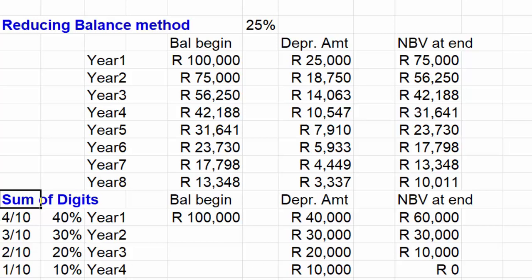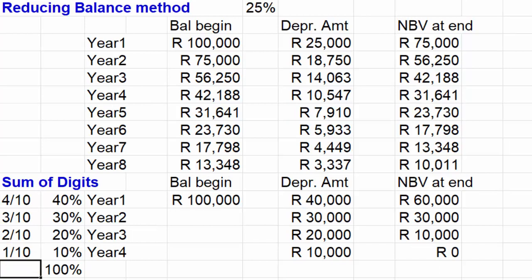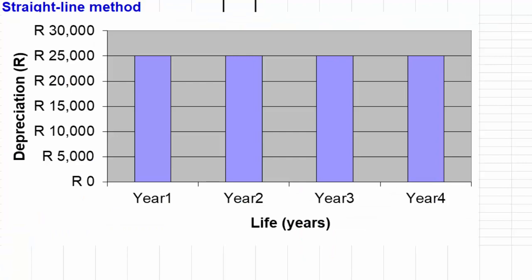There are many other methods that one could use. There's something called the sum of the digits. There is other depreciation which is on actual usage. So for aeroplane engines, there's a fixed number of hours that they can last, and so you depreciate it over that period on actual usage. If we look at it graphically, then the straight line method would look like this.